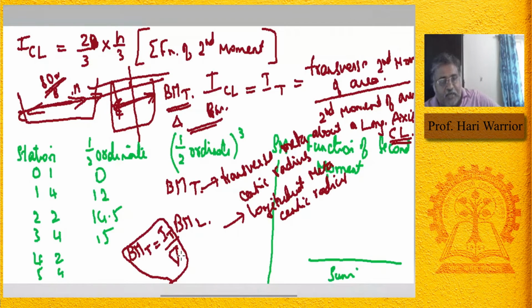So from that you got IT, and del is the total volume. Total volume is the volume we found out during the first part of the problem. You found out the total volume and then you found out KB. Okay, so KB we don't need here. So you take that volume del, put it here. You will get IT divided by del will give you BMT. That will give you the transverse metacentric radius.